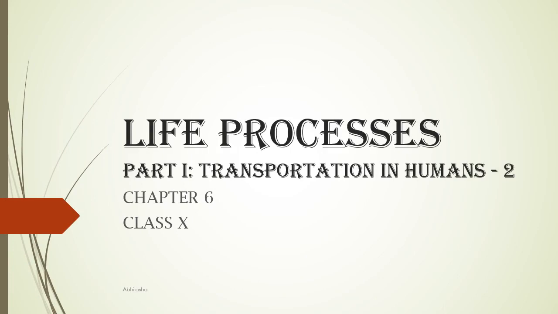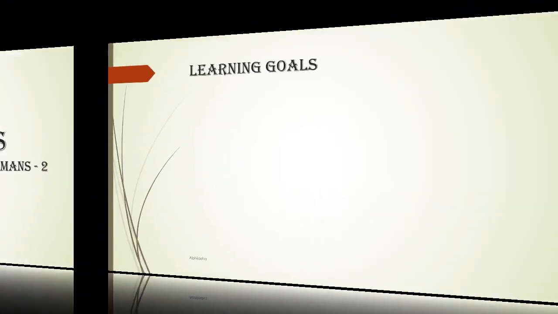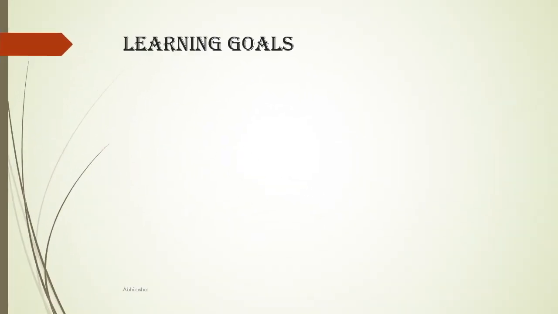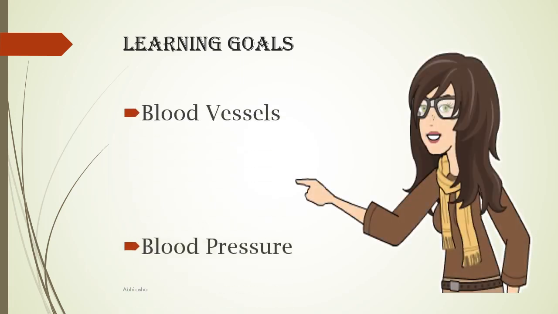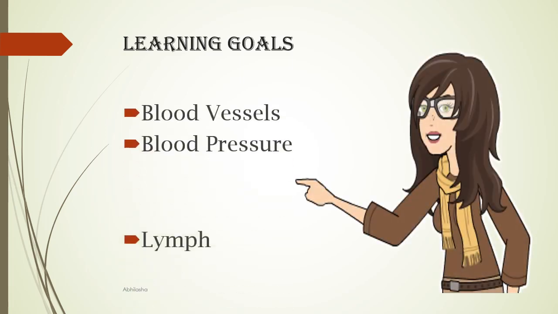Today we start with the second part of transportation in humans. This is a part of your chapter 6 life process. In the previous session we studied the components of the human circulatory system, blood and heart, and we also covered double circulation. In this session we'll try to cover blood vessels, blood pressure and lymph.